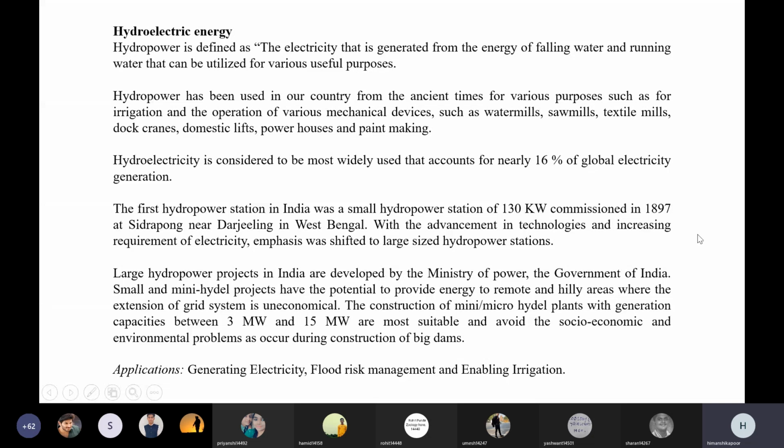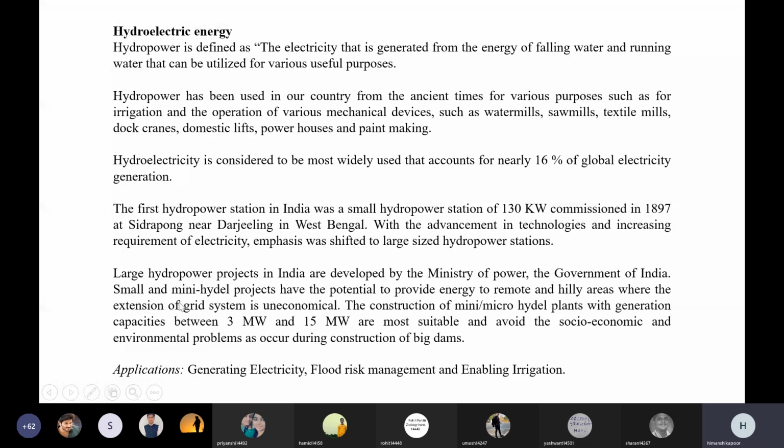Now coming to the hydropower stations in India. So the first one was set up in West Bengal in the year 1897. It was a very small power station, but now large hydropower projects have been developed in India, and it is being developed by the Ministry of Power, which is under the aegis of the Government of India. And these power plants cater to a lot of electric demands all over the country.